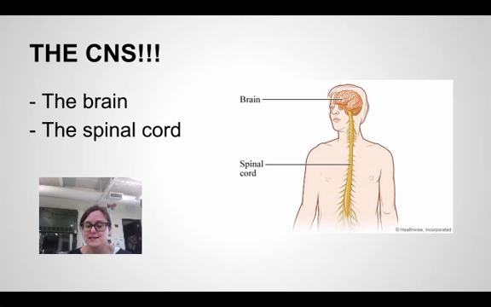All right, so the PNS takes in information from inside the body and the outside environment, and it sends it to the CNS. This is kind of the control center, the decision maker. The CNS receives information from the PNS through the sensory nerves, the sensory neurons, makes decisions, and then sends those decisions back to the rest of the body through the motor nerves in the peripheral nervous system.